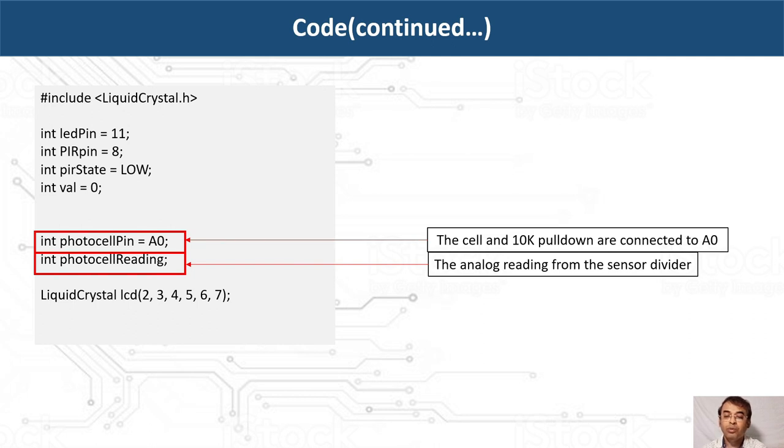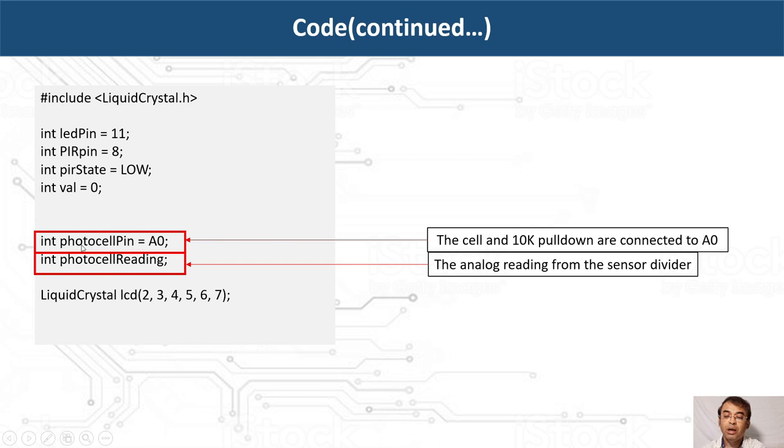Now I'll explain the code. I've included one header file called liquidcrystal.h for the LCD display. You can see there are four integer variables. The first one is the LED pin variable, which is initialized to 11. That means the LED anode pin is connected to digital pin number 11 of the Arduino board. Then we have PIR pin, which is initialized to 8. Then we have PIR state, which is initialized to low. Then you have val, which is initialized to 0.